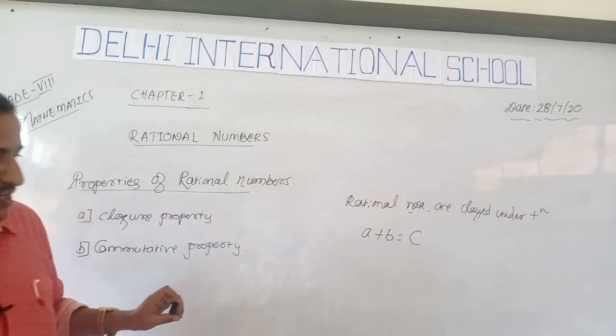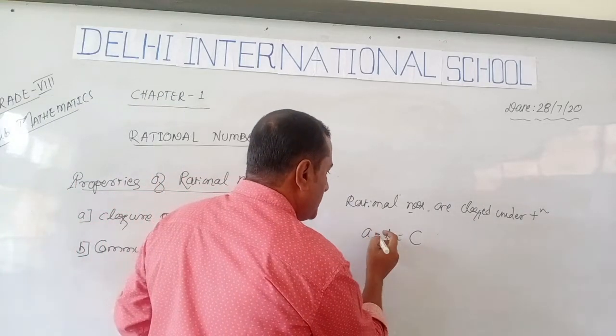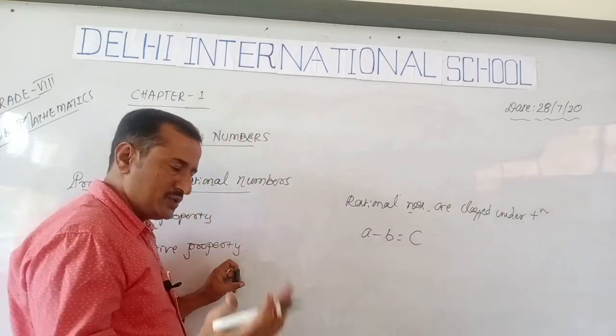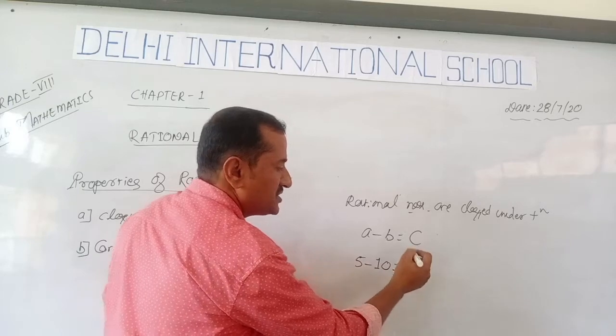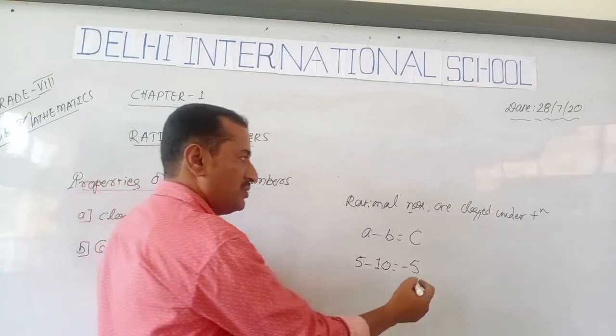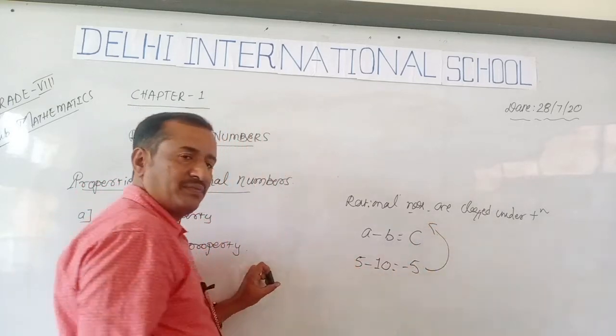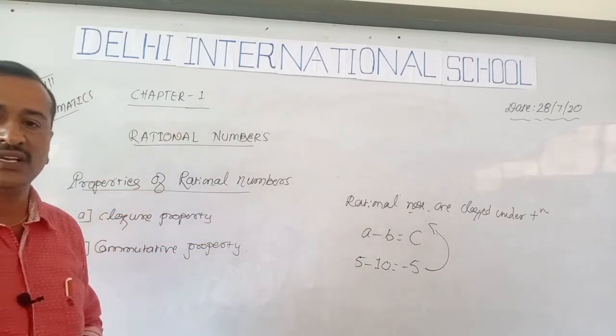Yes, they are closed. Now, A minus B is equal to C. Choose your own numbers, that is 5 minus 10 is equal to minus 5. Minus 5 belongs to rational numbers. Hence, it is closed.